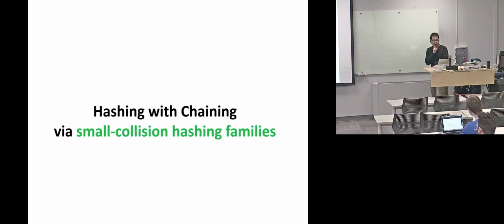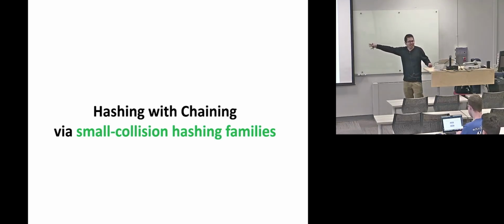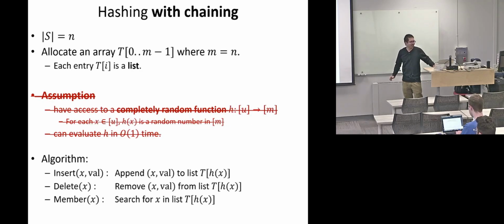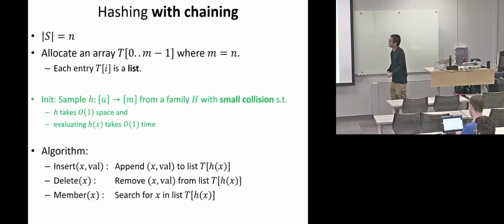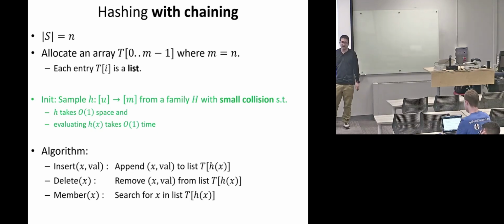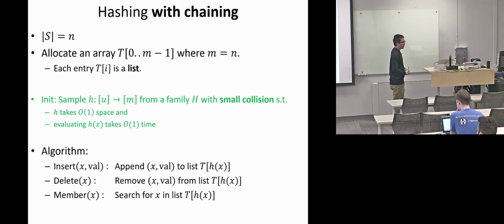Okay. So now let's try to implement what we did again, but without a completely random function. We remove this assumption, and now let's sample H from a family with the small collision property. And you know, you saw some example where H takes just O(1) space and takes just constant time to evaluate. Okay.